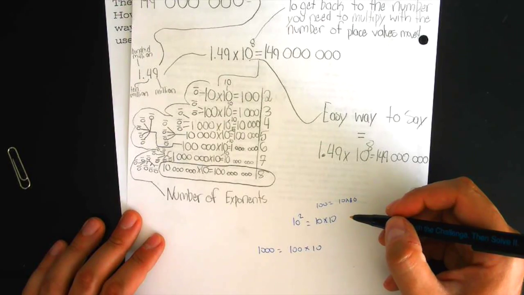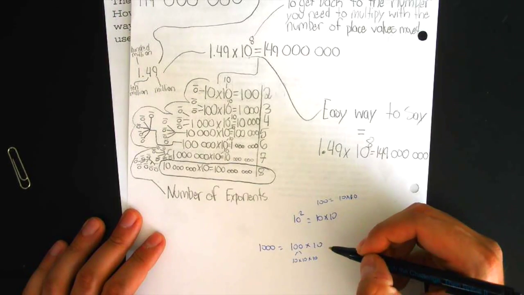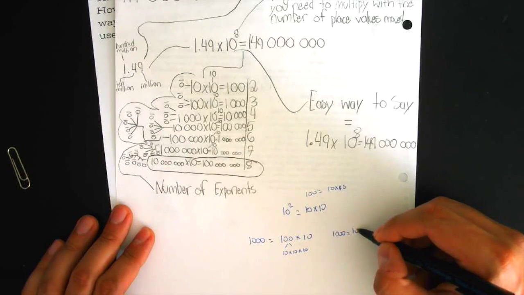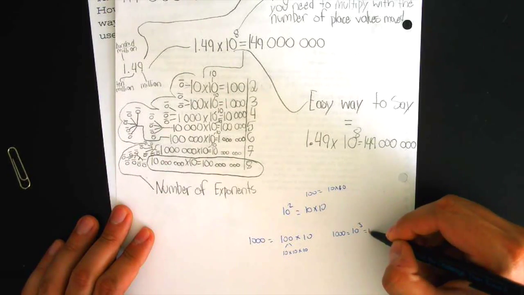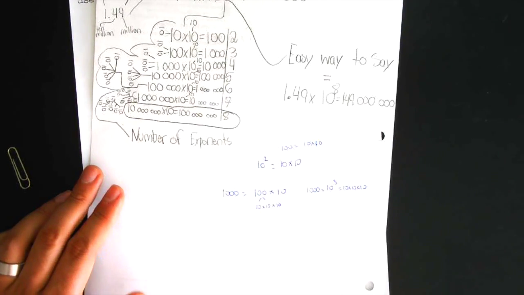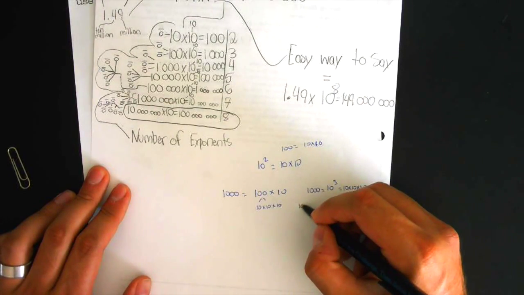Remember, we're trying to get as many 10s as possible here. So this 100 now becomes 10 times 10 times 10. So 1,000 is equal to 10 to the power of 3, which is 10 times 10 times 10. And that's why it's 10 to the power of 3. You had what? The next one was 10,000.